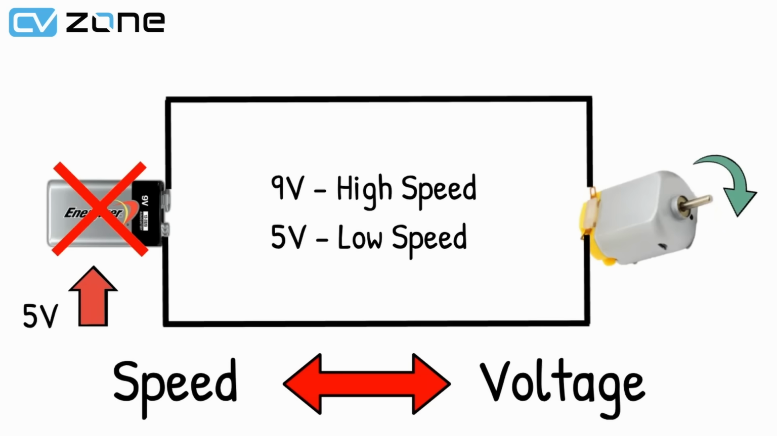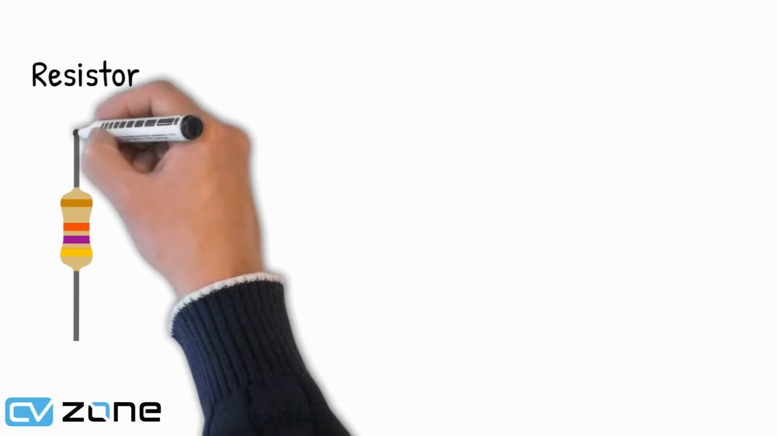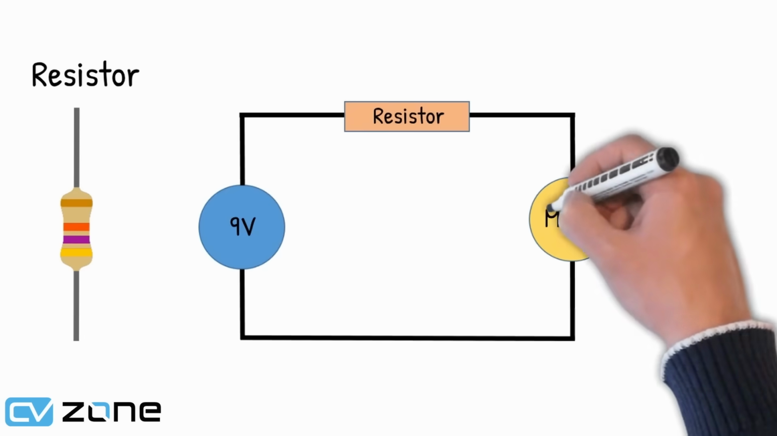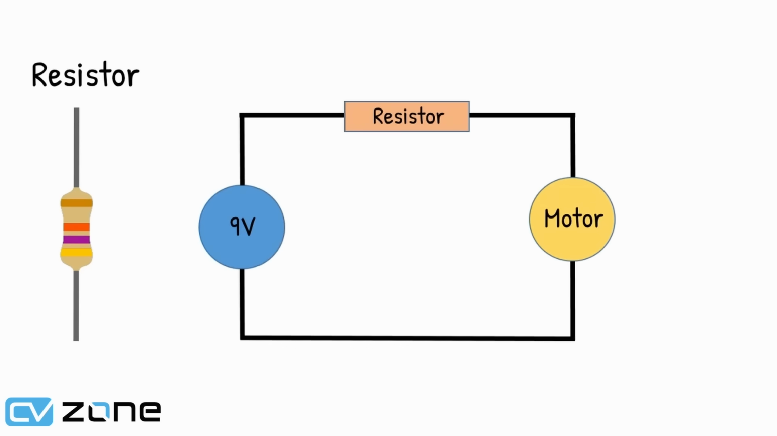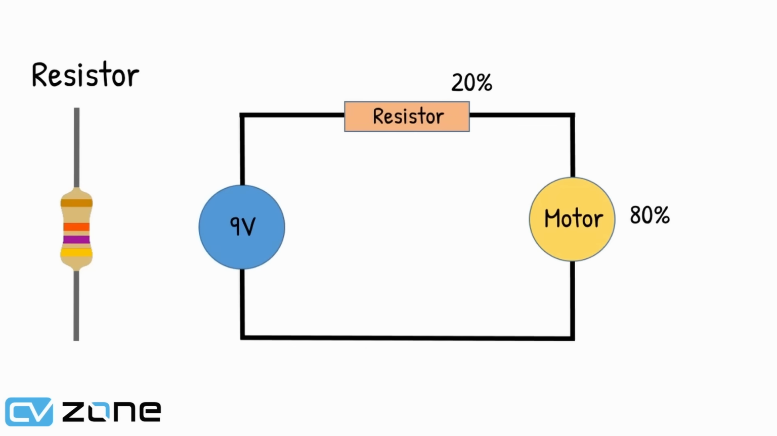Because we cannot change the power supply every time we want to change the speed. Well, we could add a resistor. So there will be some voltage used by the resistor and the rest will be dropped at the motor. So the motor will move slower now. So let's say 20% of the energy is used by the resistor and 80% is used by the motor.